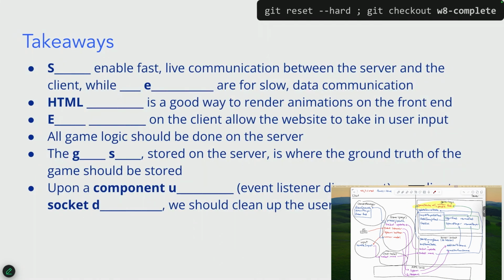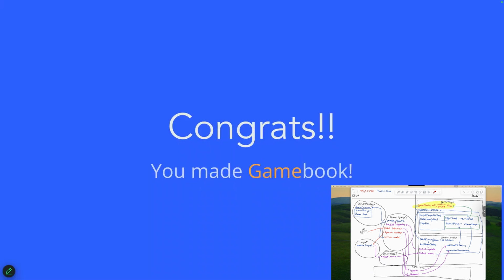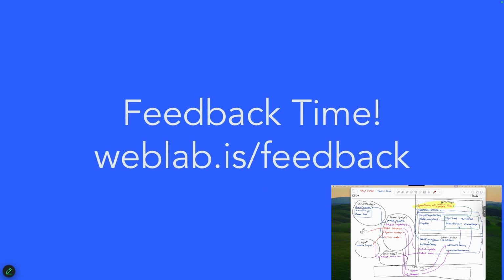We are a little bit out of time, so I'll just give you the answer. Sockets are very useful. They enable all the live fast communication. API endpoints are for the slower, more methodical, larger things. We use Canvas to actually draw the game. Event listeners let us see what's going on with your keyboard and mouse and then use that information. And then all the game logic lives on the server. The game state is stored in that game logic file. That's the ground truth of what's happening in the game. And when a component dismounts or when a socket disconnects, we want to clean up all the stuff that's in the game. But yeah, that is all for Gamebook, I believe.